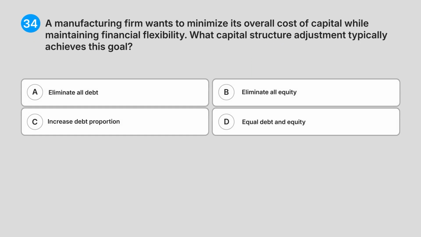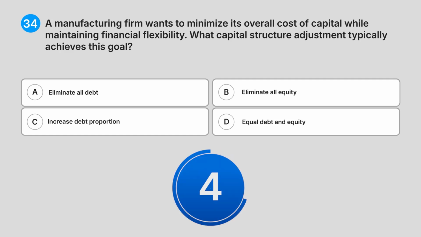34. A manufacturing firm wants to minimize its overall cost of capital while maintaining financial flexibility. What capital structure adjustment typically achieves this goal? A. Eliminate all debt. B. Eliminate all equity. C. Increase debt proportion. D. Equal debt and equity. Can you guess the answer?